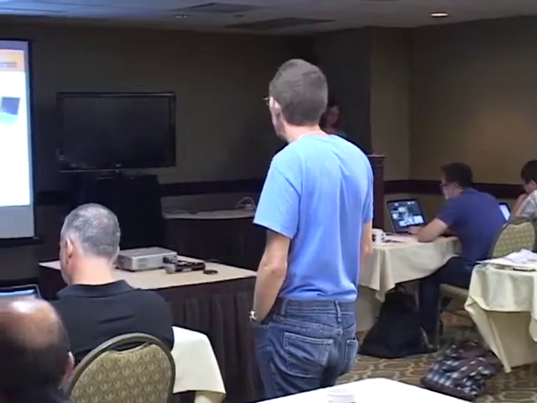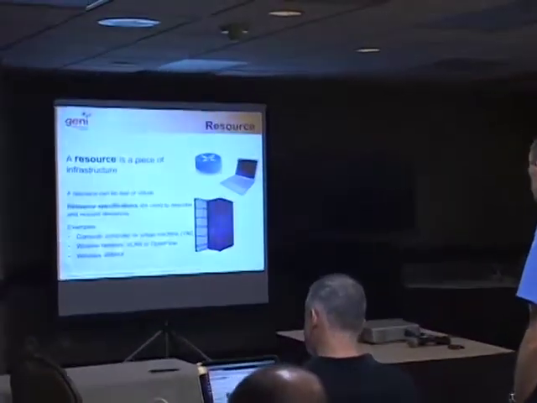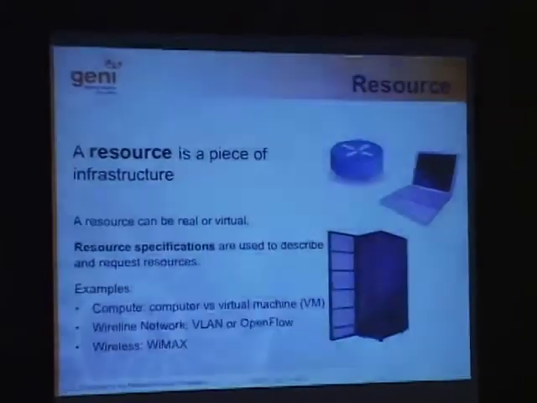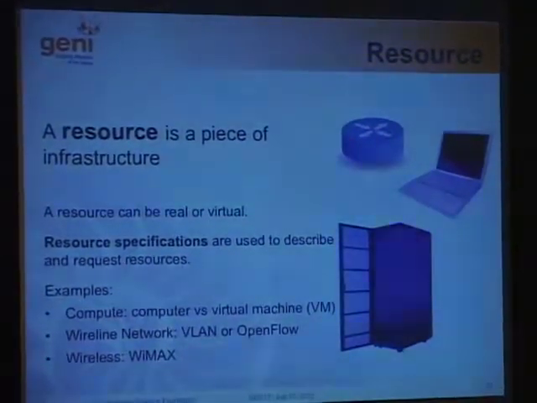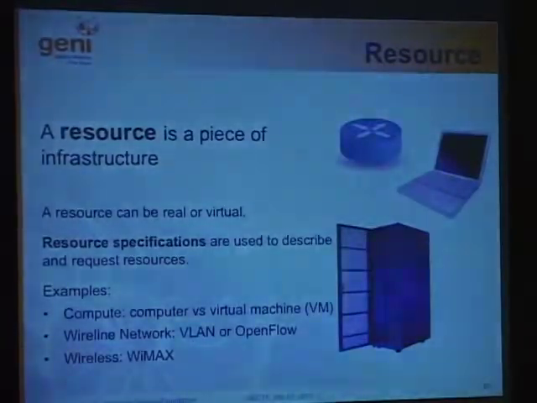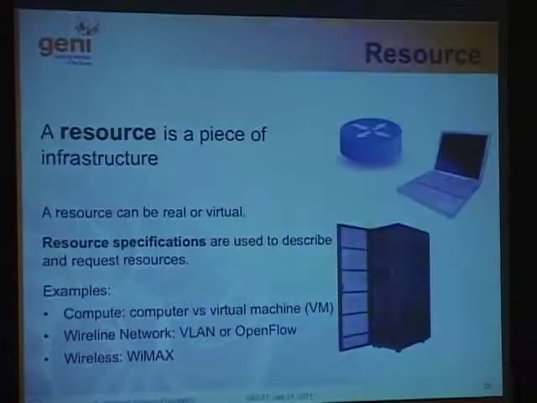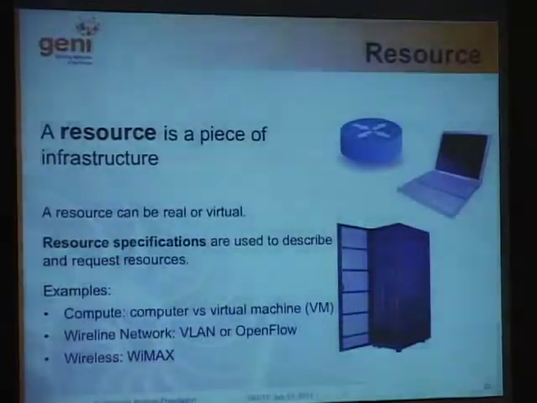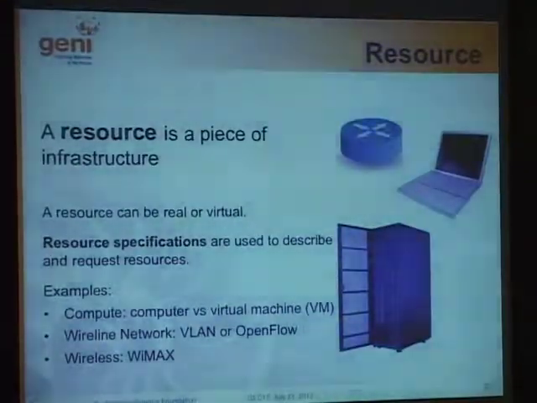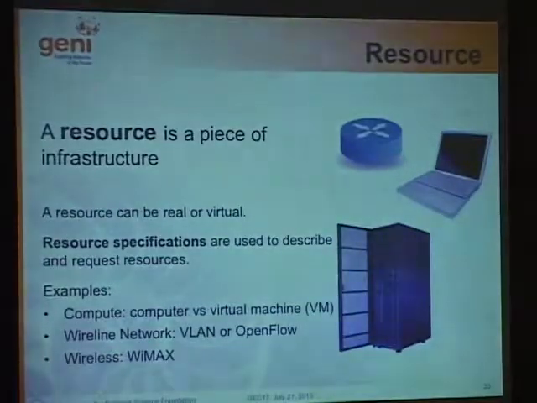Back to some slides. We're going to define a couple more terms real quick. The first one is resource, and it's just a piece of infrastructure that you use to do an experiment. Resources can be real or virtual. An example is compute resources. You can get a full bare metal machine that's all to yourself, or you can get a virtual machine. Likewise, you can get virtual network resources like a VLAN or OpenFlow, and you can also get wireless resources like WiMAX.